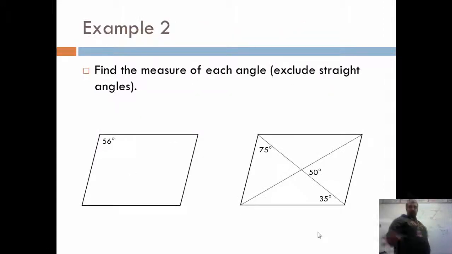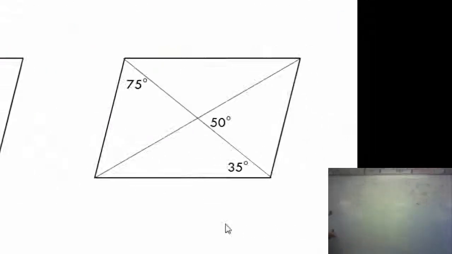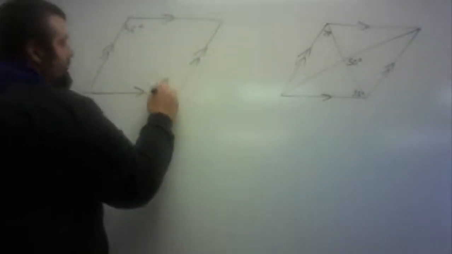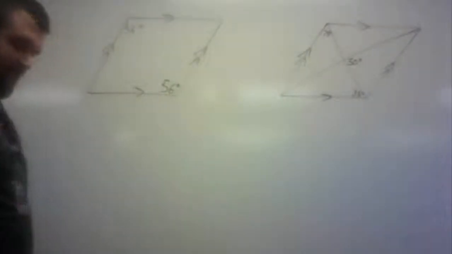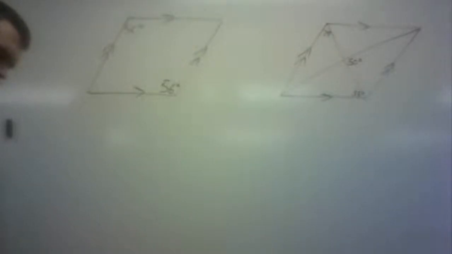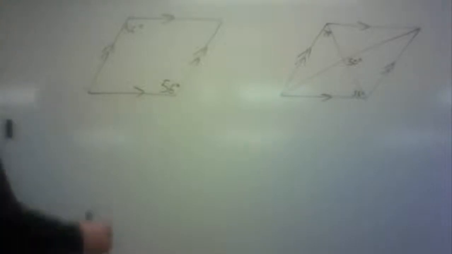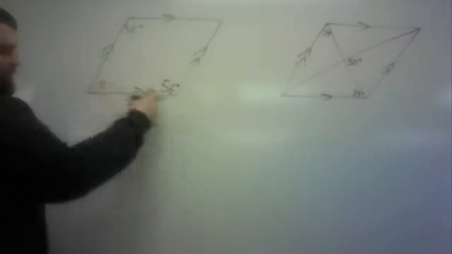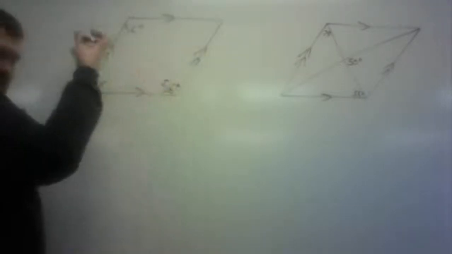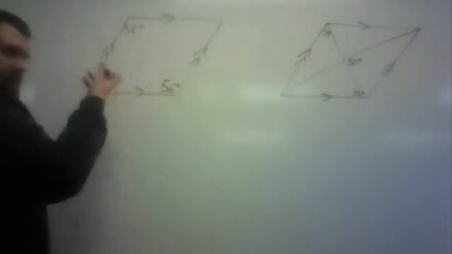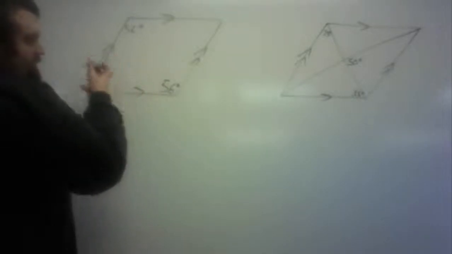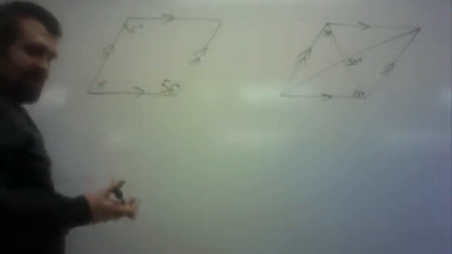Theorem 8, we're going to an example right away. Find the measure of each angle. Exclude any straight angles, so any straight angles we're not going to pay attention to. So, in this left picture here, first of all, I know opposite angles are congruent. So 56 degrees, because that's 56. Now, the other two angles. Well, I know that this angle here and this angle here, because they're in order around the polygon, x and 56 are angles that are consecutive. They're not adjacent, but they're consecutive.